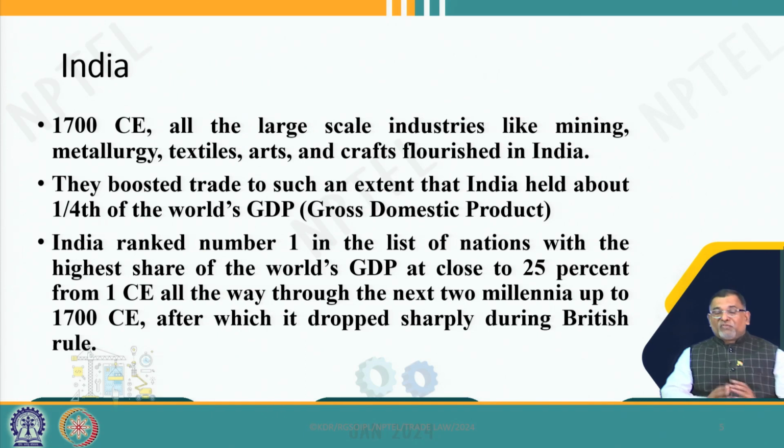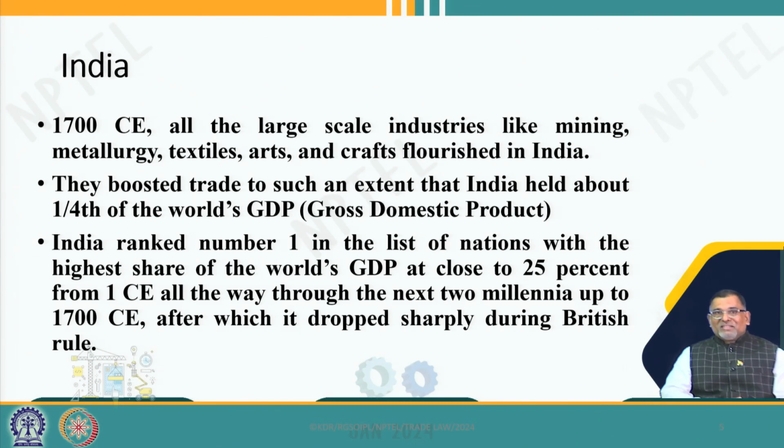History says these flourished immediately after they came to India. We cannot believe that a quarter of the world GDP was owned by India at that point of time, 1700. We are talking about a few centuries back, and you can see the highest share of GDP, close to 25%, over a long period of time. So, India was the richest country in the world from year 1 to 1700.